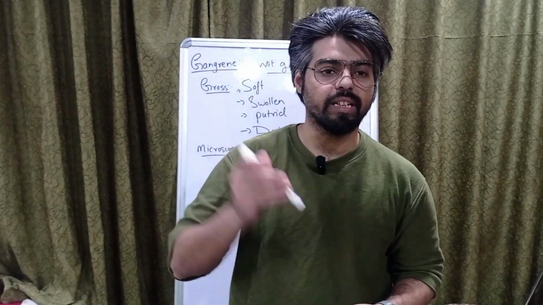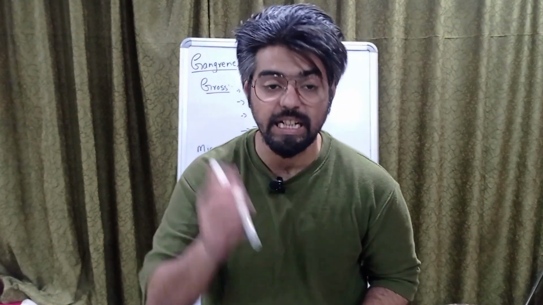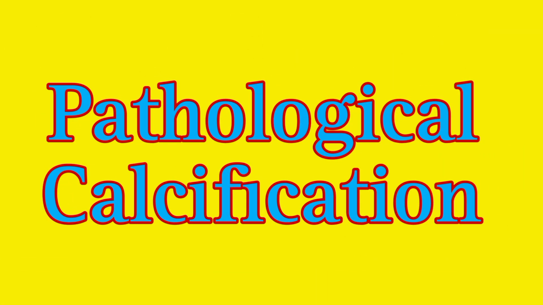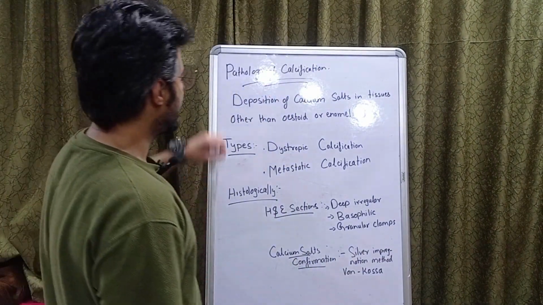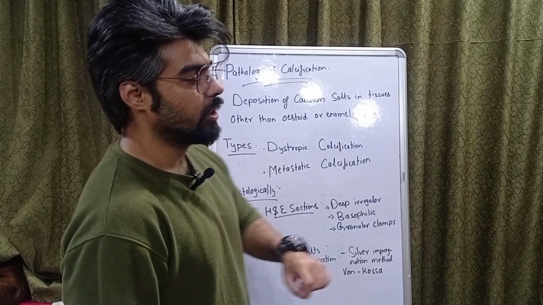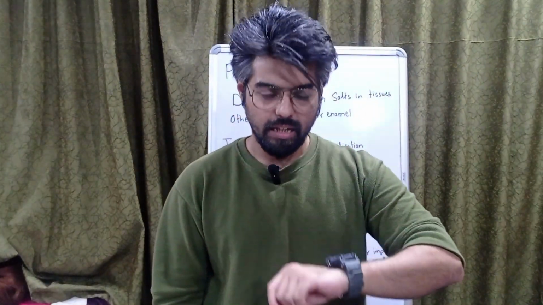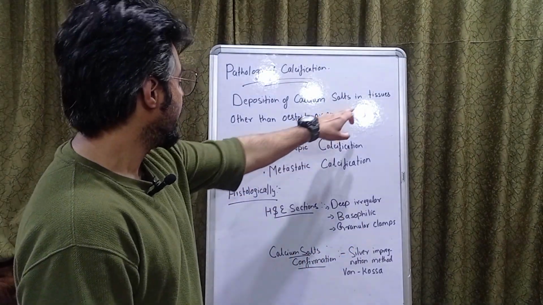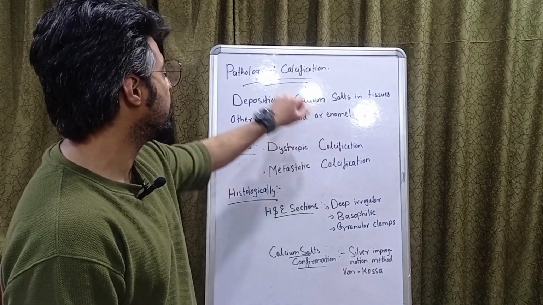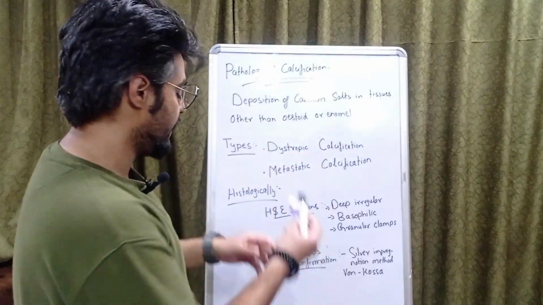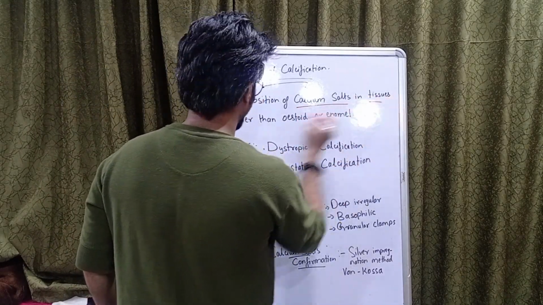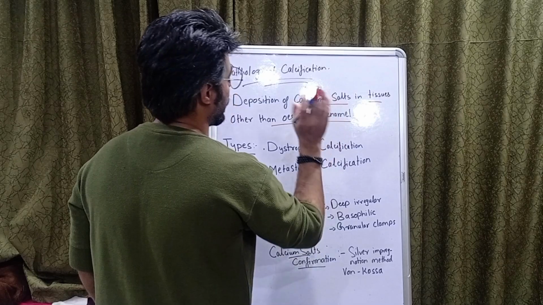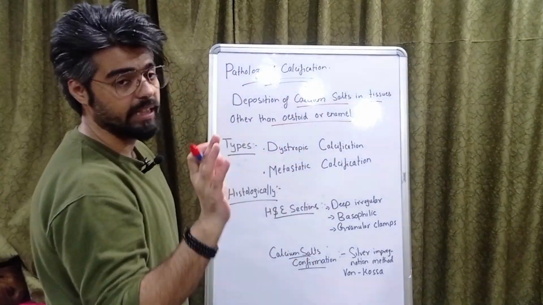Okay, now let's come to the next topic, and that is pathological calcification. Let's see what it is. The deposition of calcium salts in tissues other than osteoid and enamel is called pathological calcification.